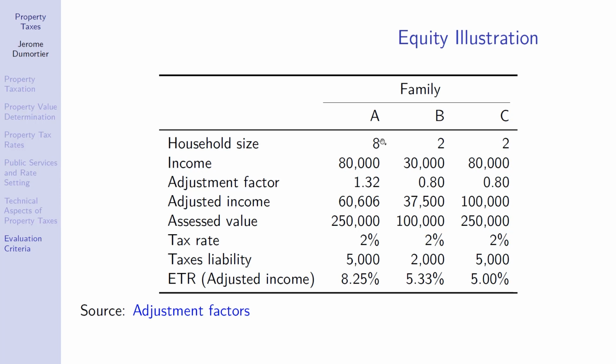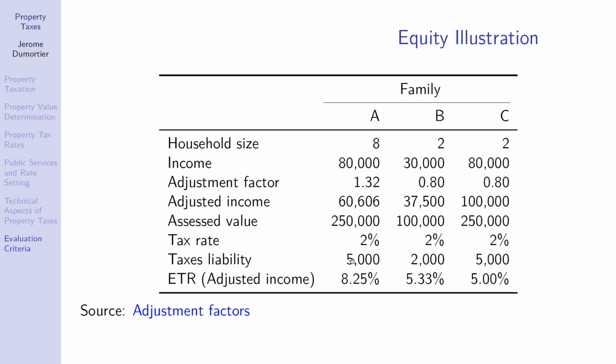So based on those adjustment factors and the income, you can calculate the adjusted income, which is now $60,606 for household A. And you can see that household B is significantly better off in terms of income because you only have 2 people. Then we have the assessed value of the various homes and the tax rates. And hence you can also then calculate the tax liability of $5,000, $2,000, and $5,000 for those 3 families.